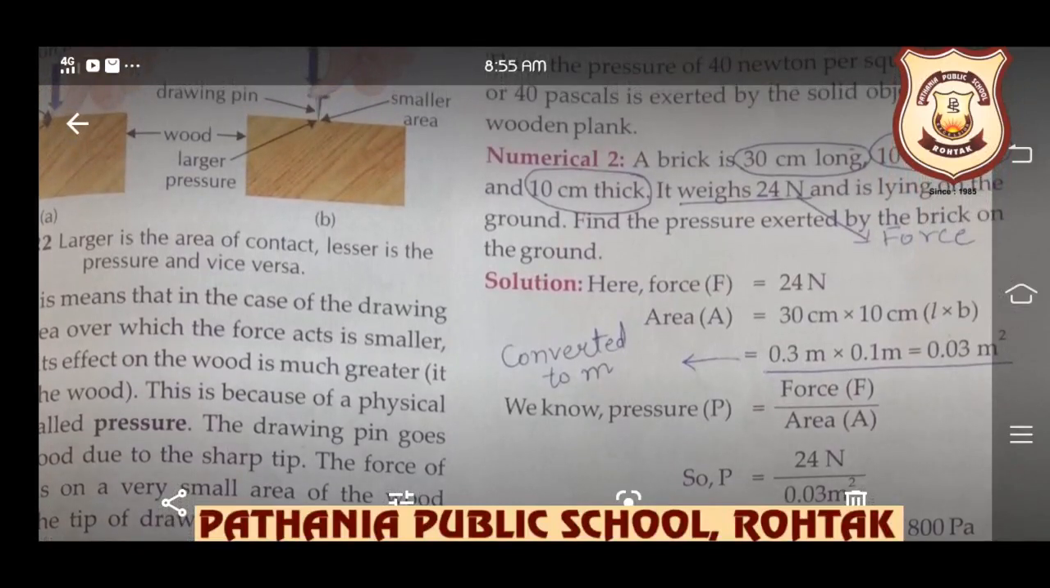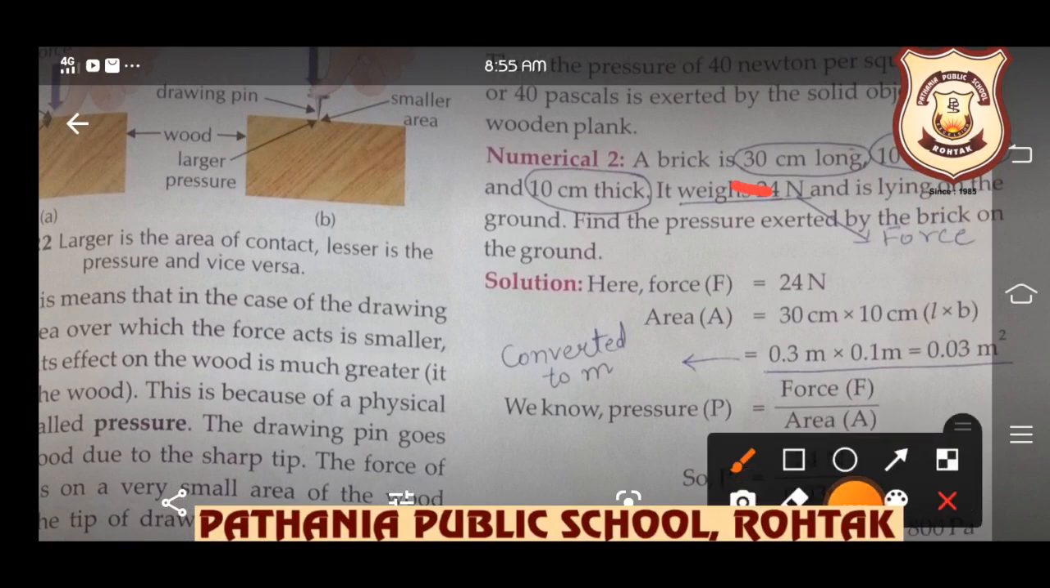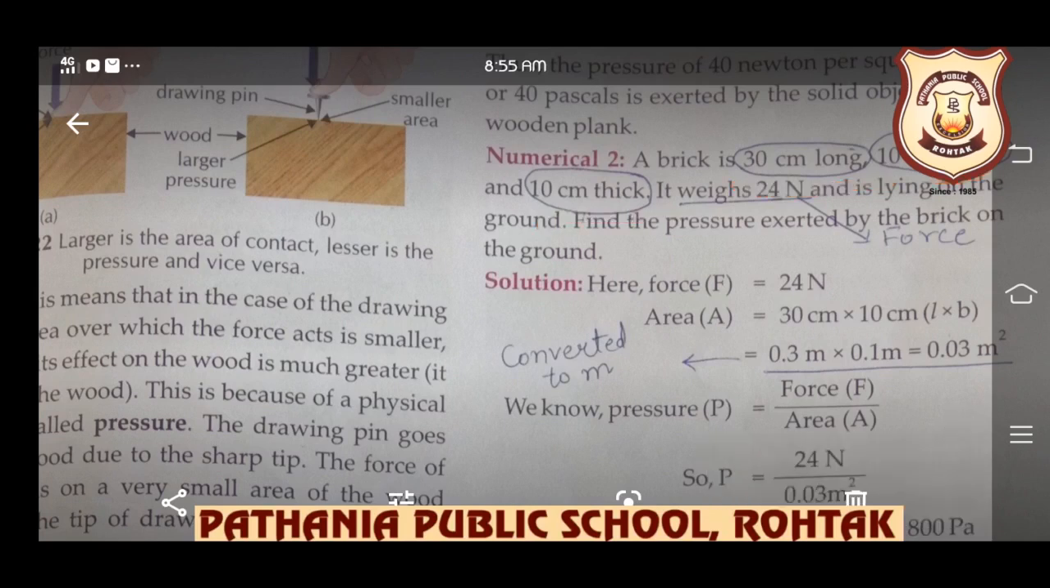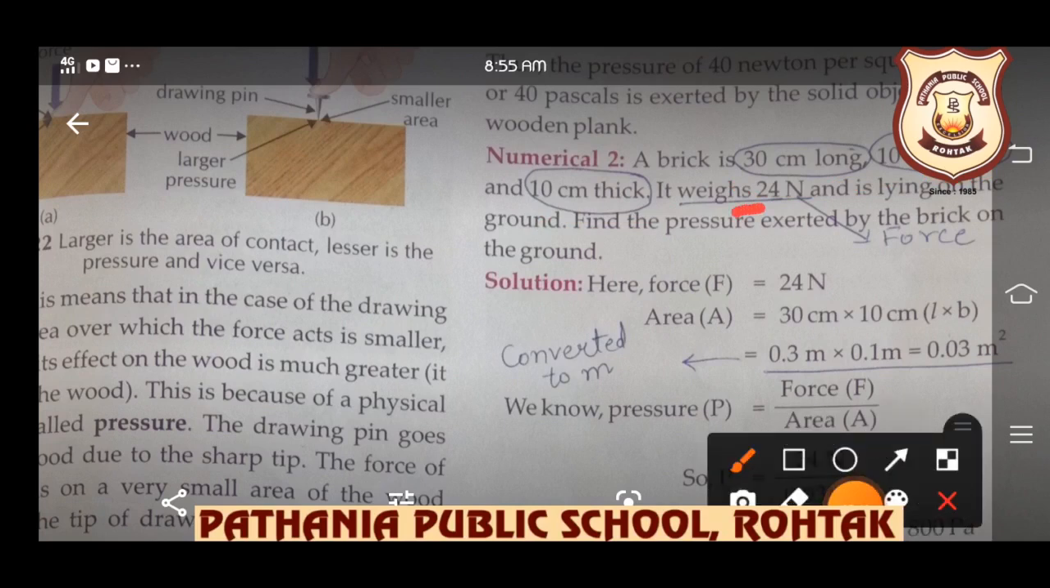See beta, here a brick is given. Brick की length, width और thickness दे रखी है आपको. क्या क्या दे रखा है? Length, width और thickness. And its weight again is 24 Newton. If the unit is given in Newton, it means it is force. It is lying on the ground. Now you need to find out the pressure.